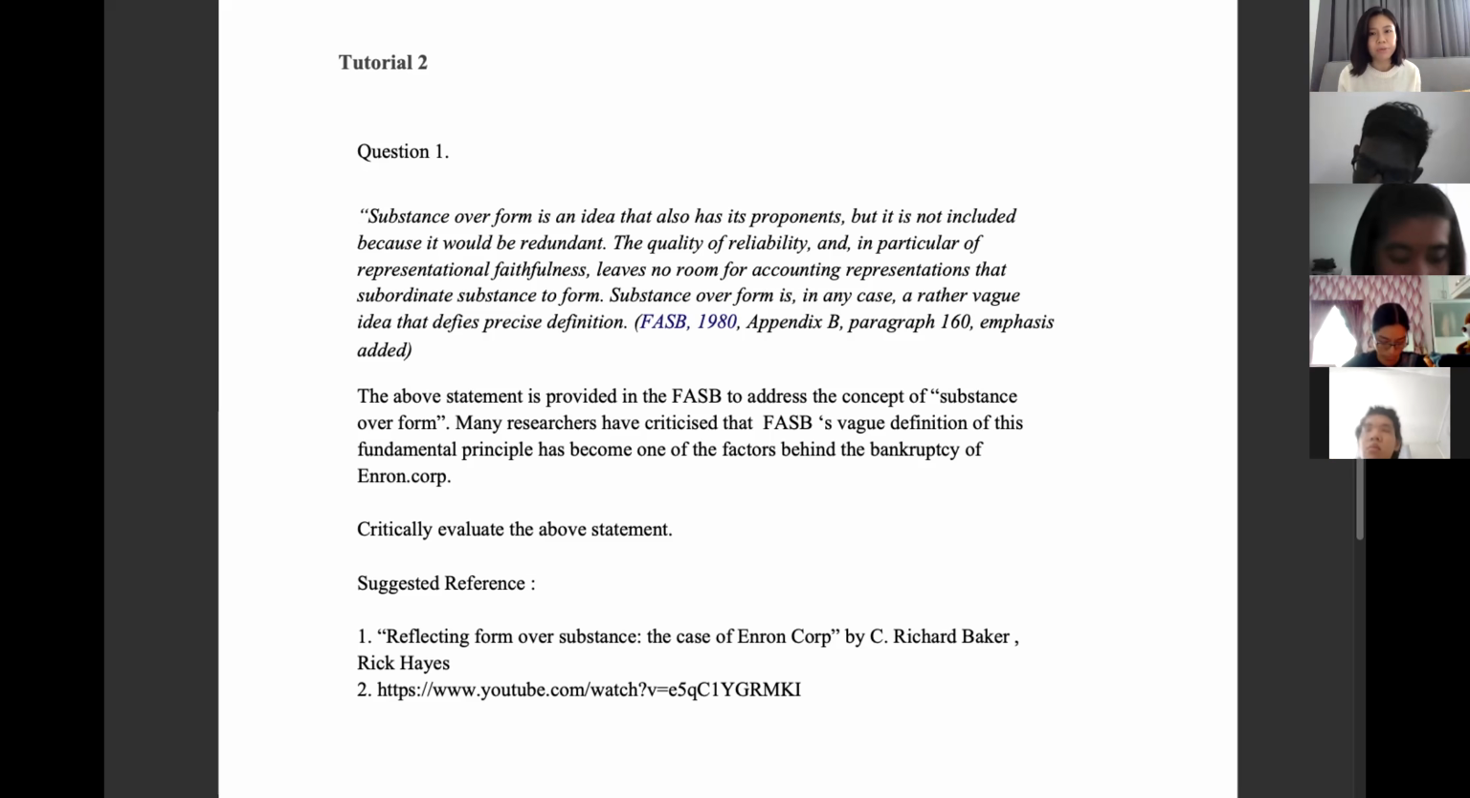The above statement is provided in the FASB to address the concept of substance over form. Many researchers have criticized that the board provides a vague definition of this fundamental principle, and it has become one of the factors behind the bankruptcy of Emerald Corporation. Yesterday we discussed all those characteristics that must be present in financial statements.